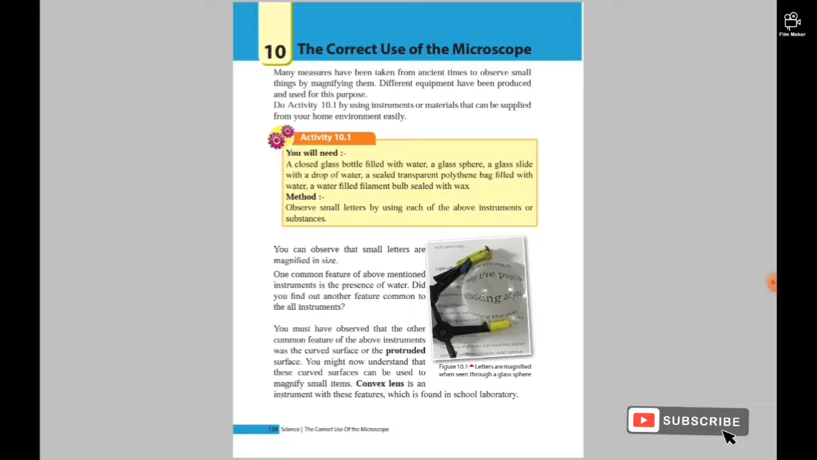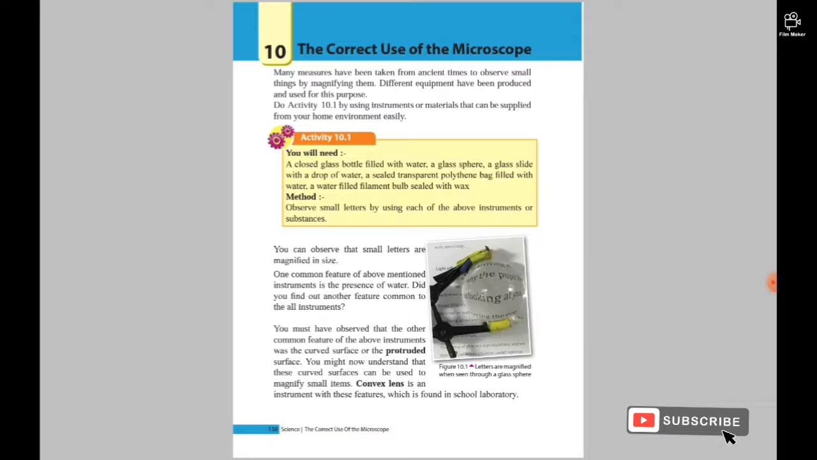So in this lesson, we are going to understand what is the most comfortable one. So then we do activity 10.1. You will need a closed glass bottle filled with water, a glass sphere, a glass slide with a drop of water, a sealed transparent polythene bag filled with water, and a water-filled filament bulb sealed with wax.